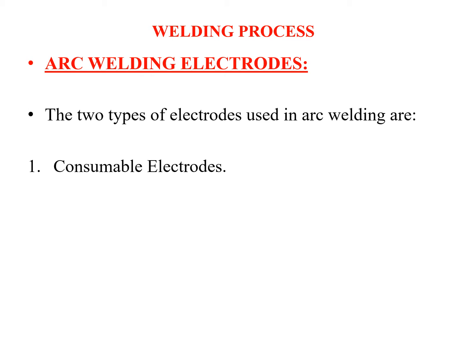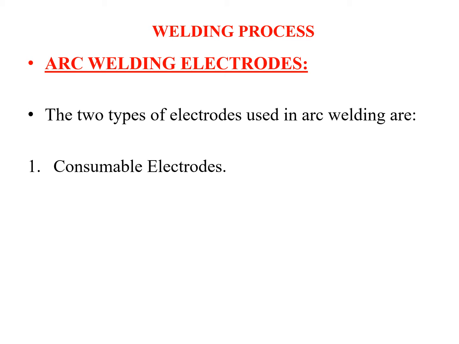Coming back to the coated electrodes, they protect the molten metal from oxygen and nitrogen, and provide a gaseous shield around the arc and the molten metal. They also establish and maintain the arc throughout the welding. So the arc will not vary; a constant arc will be maintained by using coated consumable electrodes.